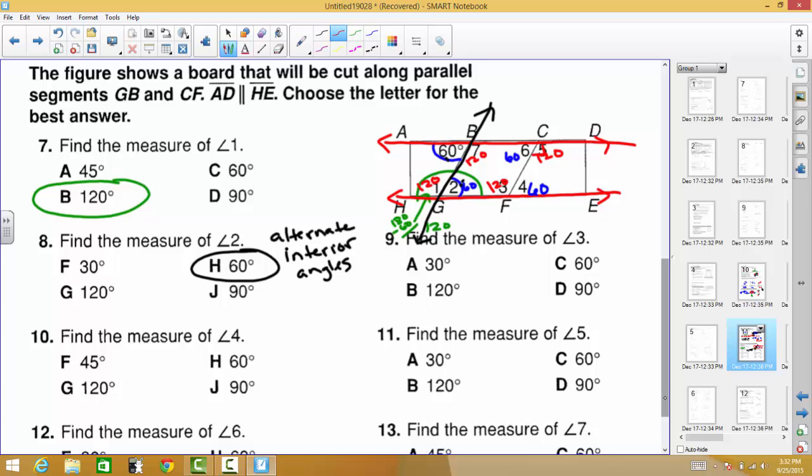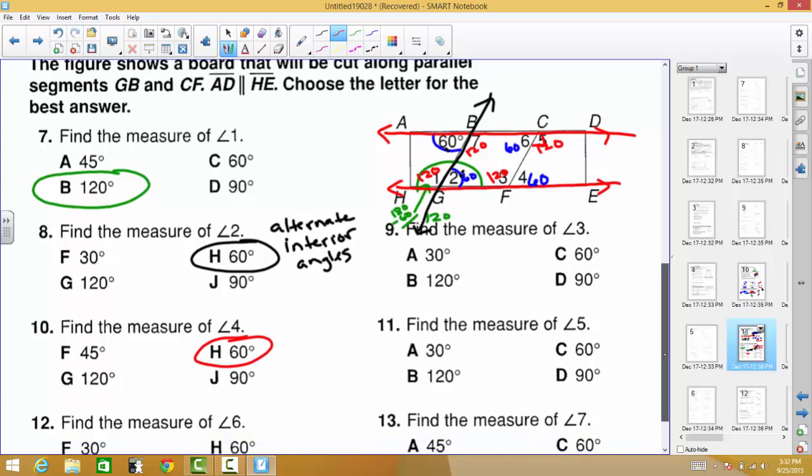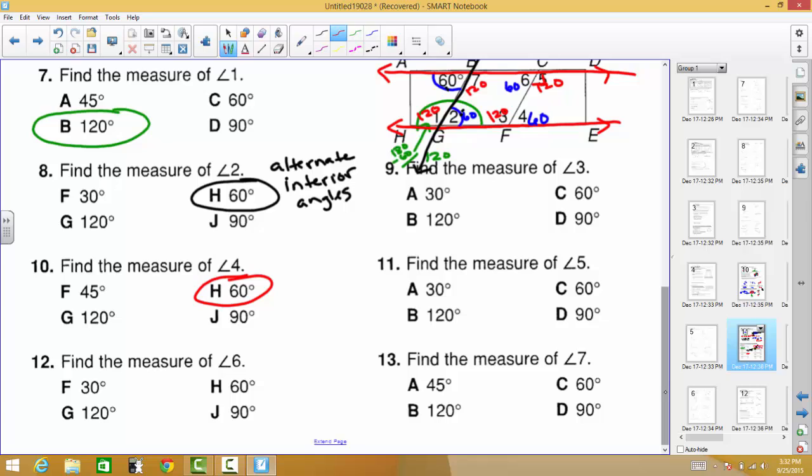So the measure of angle 4 is 60. And the measure of angle 6 is 60. And the measure of angle 3 is 120. And the measure of angle 5 is 120. And the measure of angle 7 is 120.